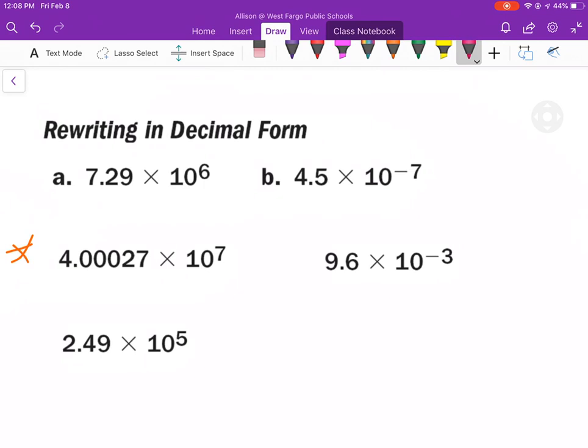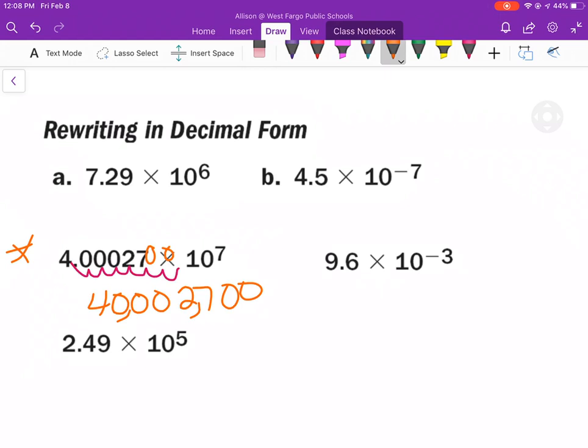But this is 10 to the 7th, which means I need to move the decimal 7 places, 4, 5, 6, 7, to the right because it's positive. And now look at these blanks I got. I have to add in zeros there. So this written out in standard form would be 4,0002700. So it would actually be 40,002,700.